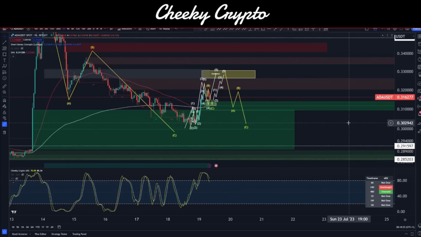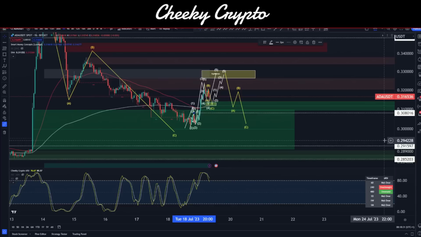Obviously, this can be invalidated. Invalidation happens if price action does cross down any lower than 30.8016. Anything lower than that, then obviously we can't have that fifth wave move to the upside. Instead, we'd have to look for something different. But for now, it's looking okay. It's looking like it's holding up quite well.